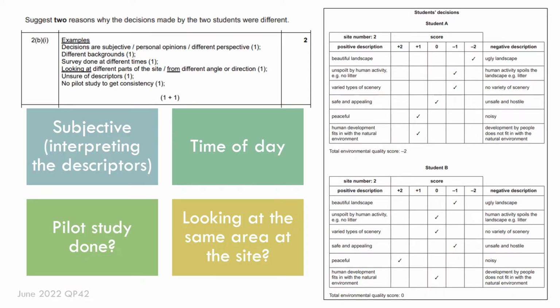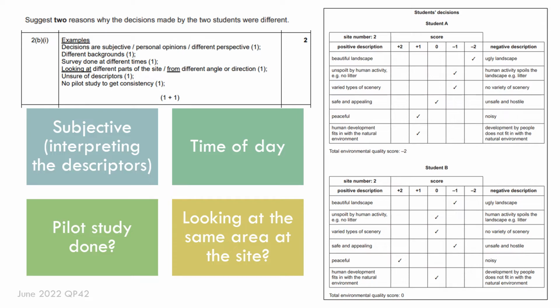So again, decisions are subjective. With anything with an environmental quality survey, it is subjective. If that's not already stated, a good weakness to include is that it is subjective and that the survey might be done at different times. So that is a key thing to remember. Those two things are probably the easiest ones to remember.